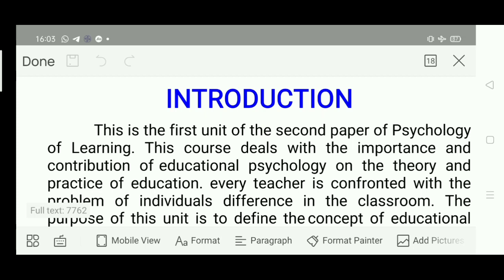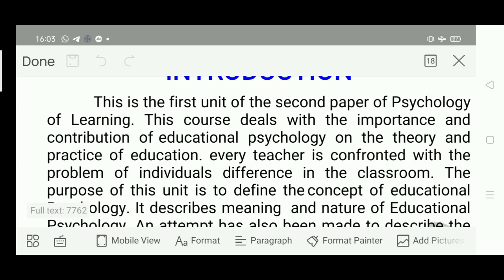This course deals with the importance and the contribution of educational psychology on the theory and the practice of education. Every teacher is confronted with the problem of individual differences in the classroom. Here, it is very essential to explain that every teacher must have thorough knowledge about the difference of the personality and the different ability of the student, so that he may do his best for the upliftment of the knowledge level of his pupil.